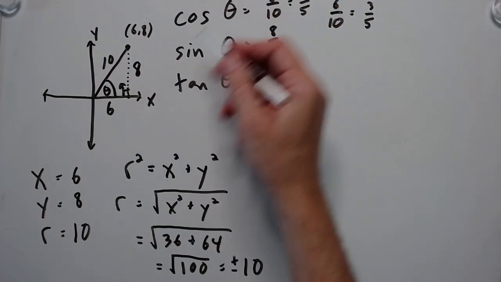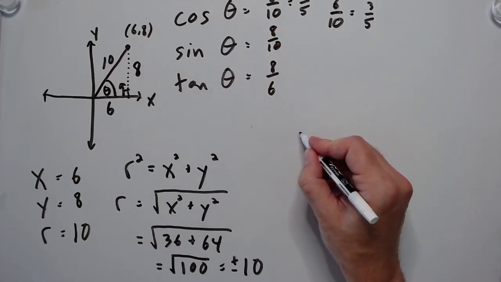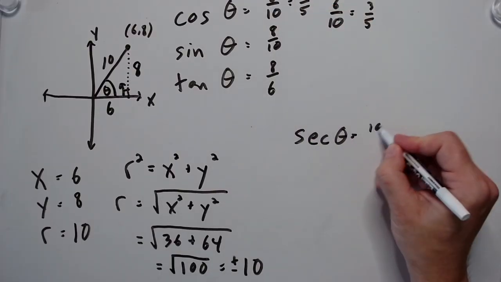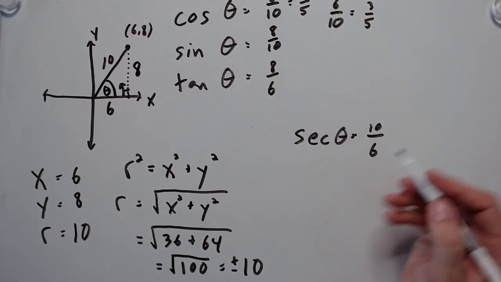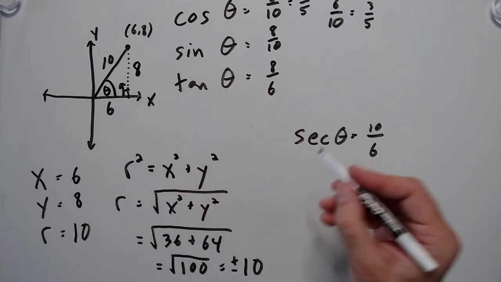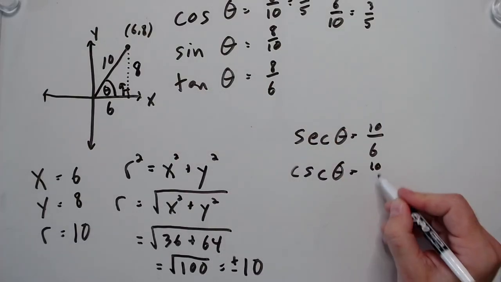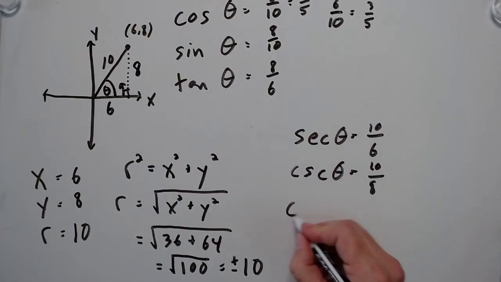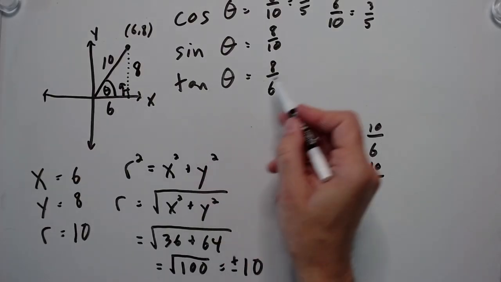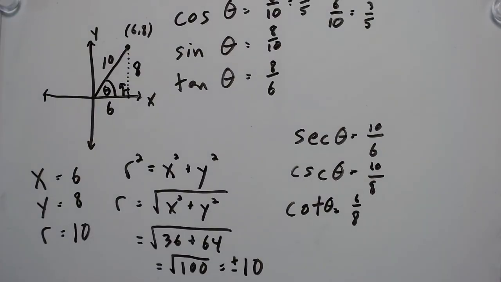What about the reciprocals of these? Well, the reciprocal of cosine is secant. So secant of theta is going to be the reciprocal of this, 10 over 6. What about sine? The reciprocal of sine is cosecant. So the reciprocal will be 10 over 8. And finally, cotangent of theta would be the reciprocal of this value, 6 over 8. Right. Let's clean this off and do a few more examples.